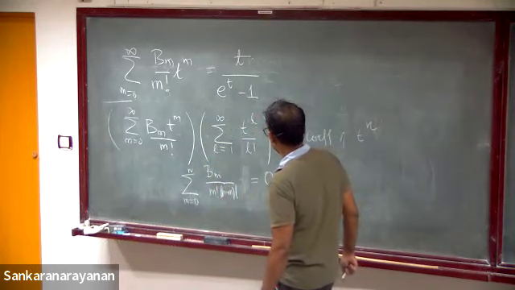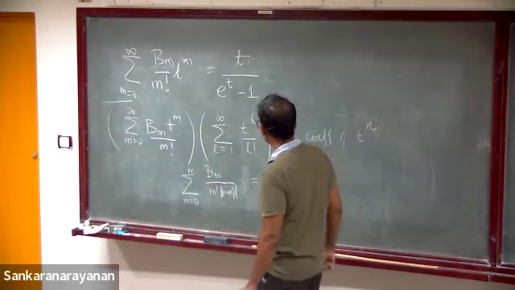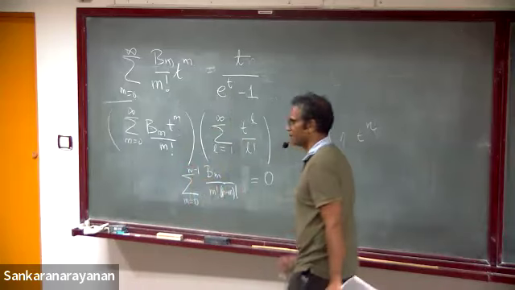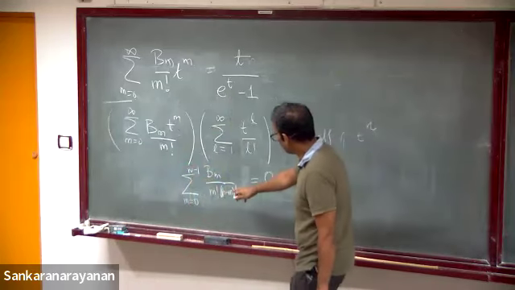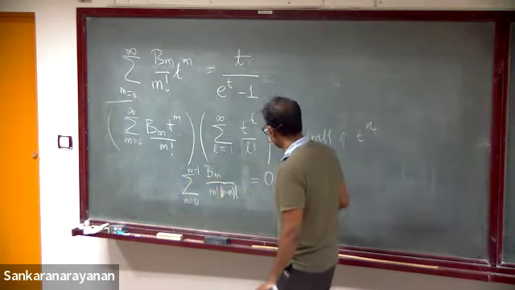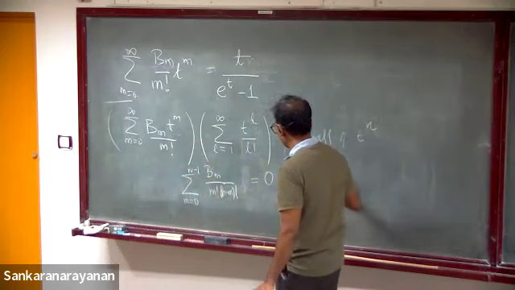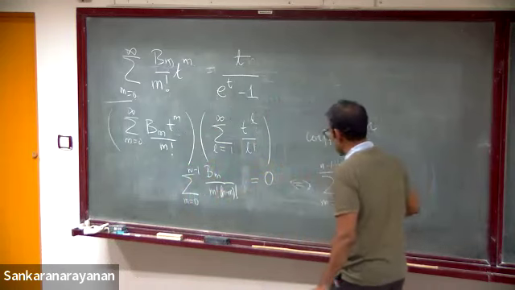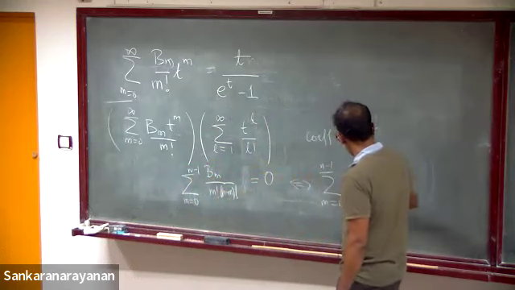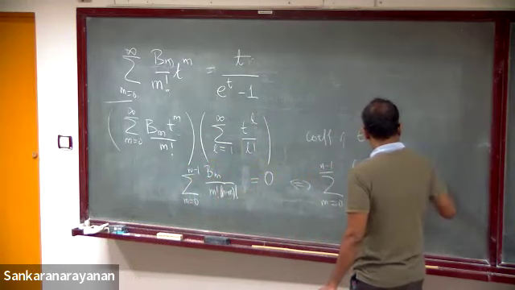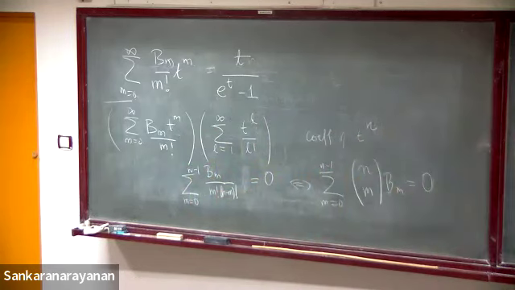Why n minus 1 actually? Oh yeah, correct. And now you just multiply this by n factorial, right? So this is the same as saying that summation m goes from 0 to n minus 1, n choose m B_m is equal to 0. And that's exactly those identities that we have.